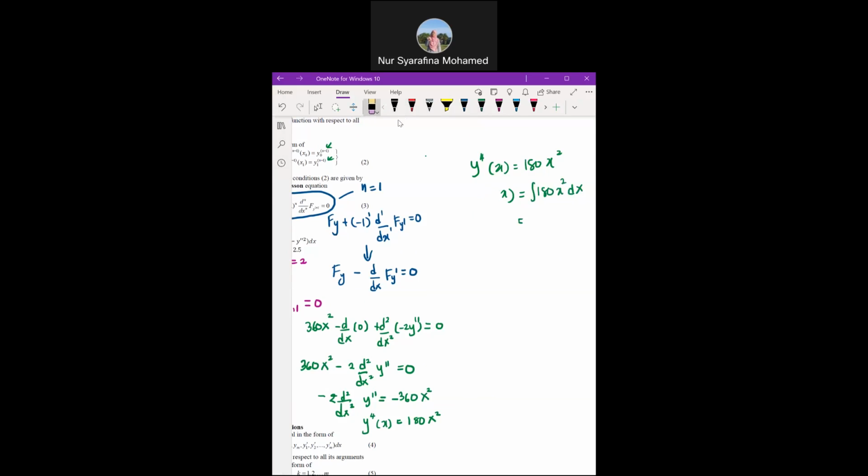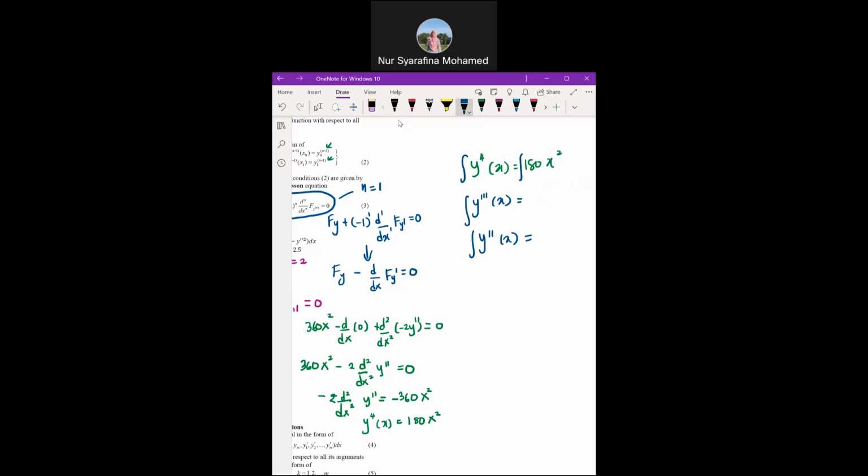Okay, right. So now we are going to solve this. We need to integrate one by one. Integrating y to the power of 4 will give you y triple prime. So this is your integration product here. And then integrating y triple prime will give you y double prime.